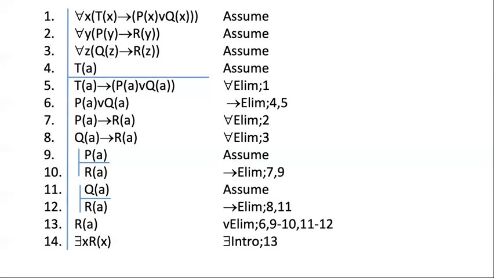Let me tell you, there's one other way you could have done this at the end, and that would be equally good. It would just take 1 extra line. So on line 10, you might have thought R of A is not my final goal. My final goal is exists x R of x. So I'm going to prove that in case 1, and I'm going to prove that in case 2 too. Let me tell you, if that was your plan, that's great. It would have taken 1 more line, but that's no problem.